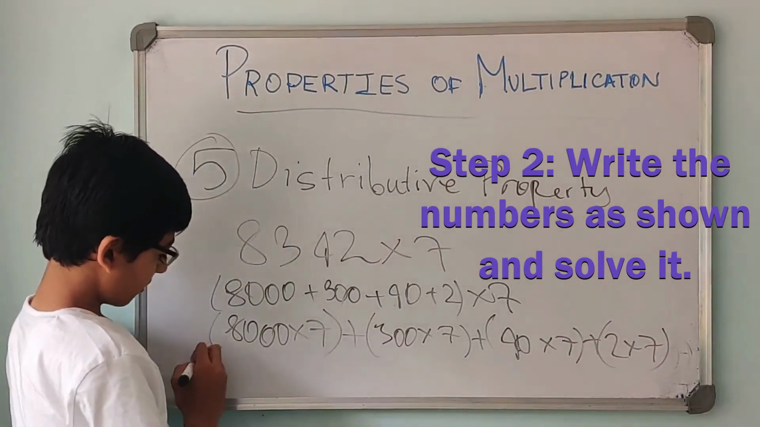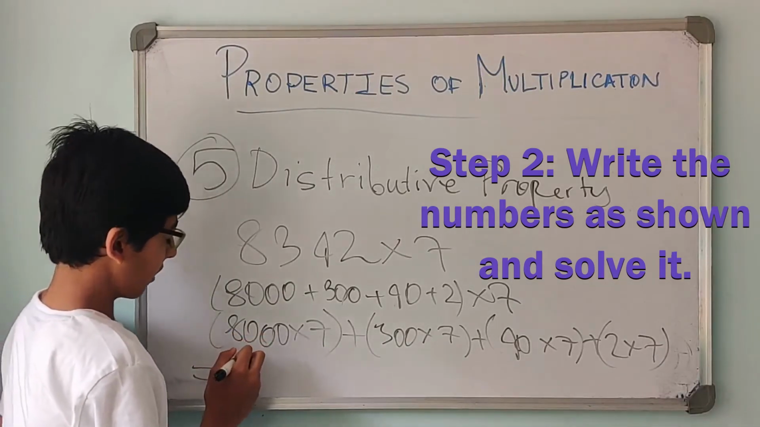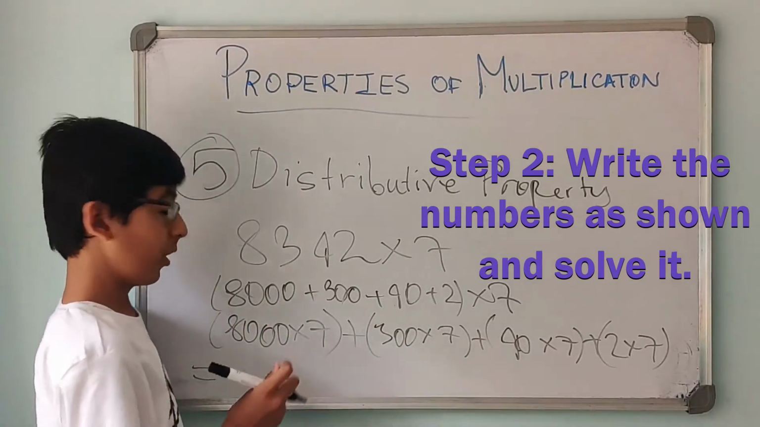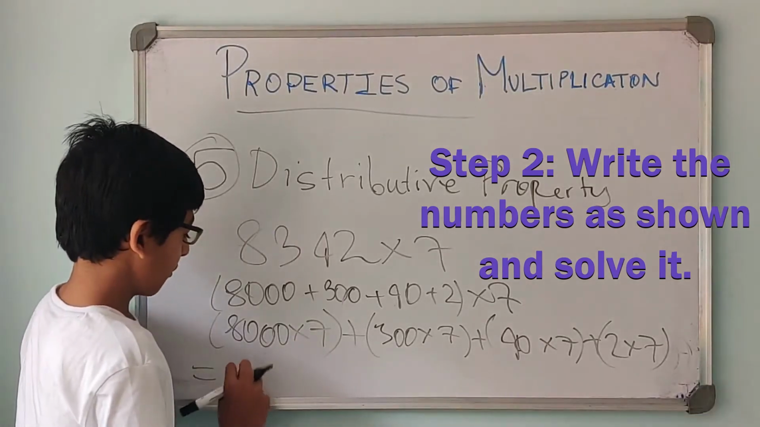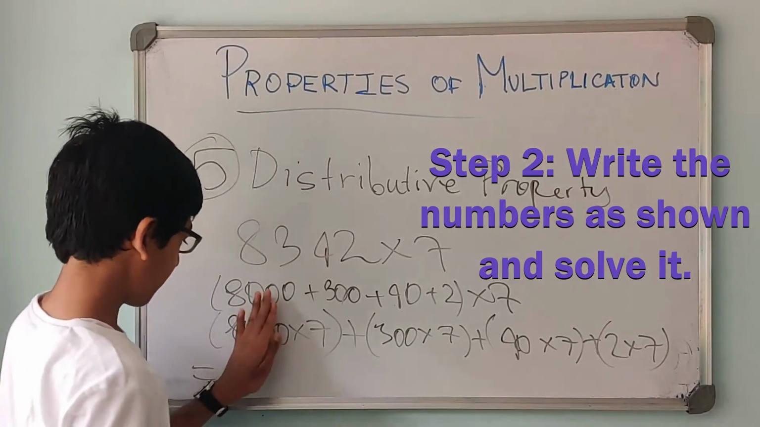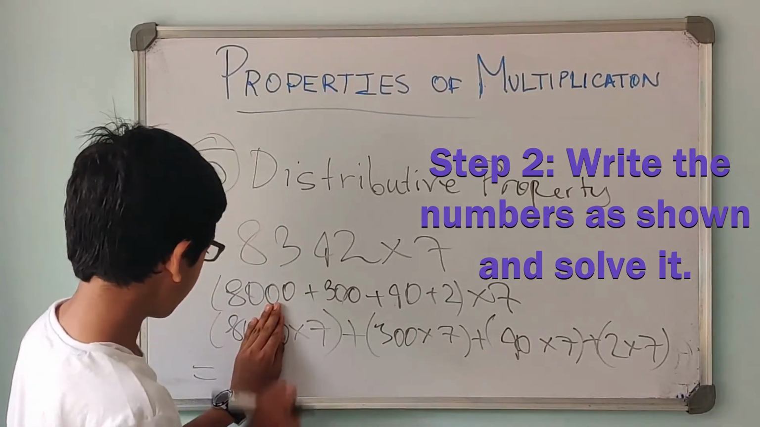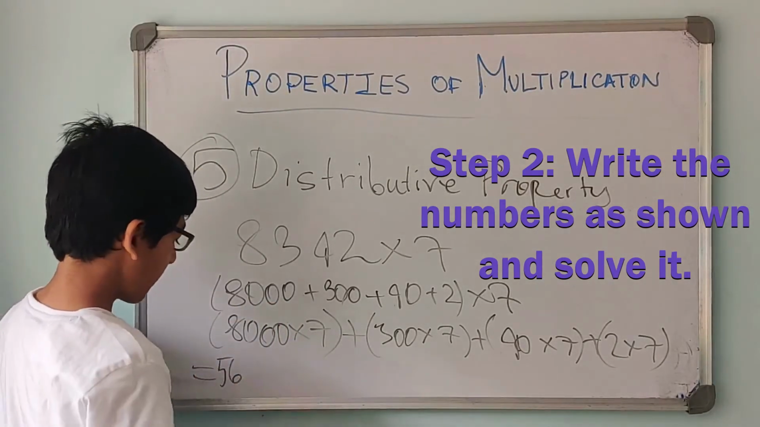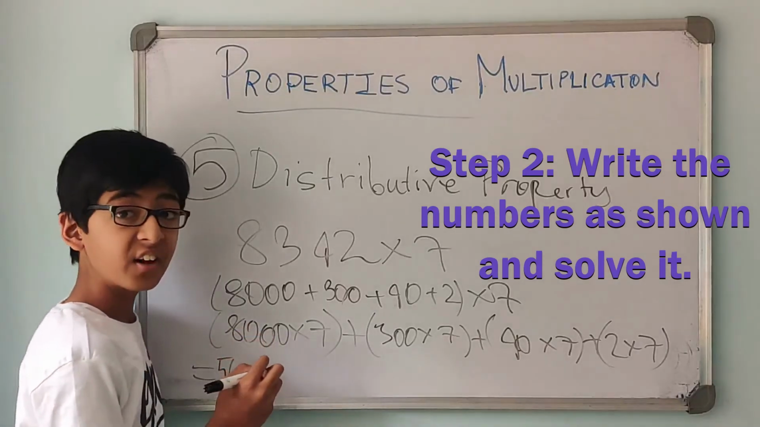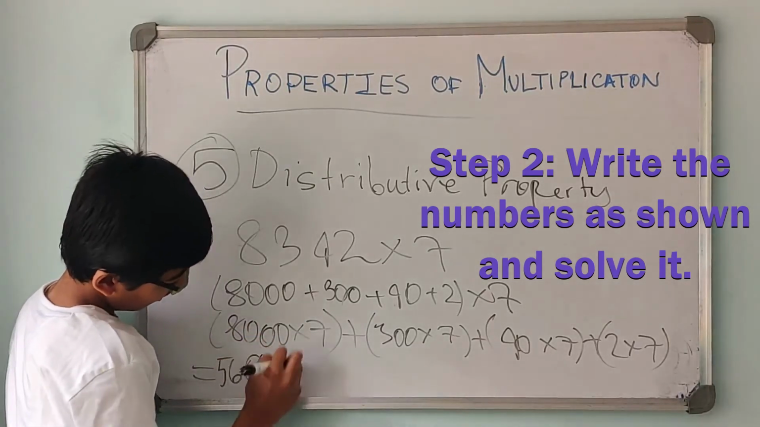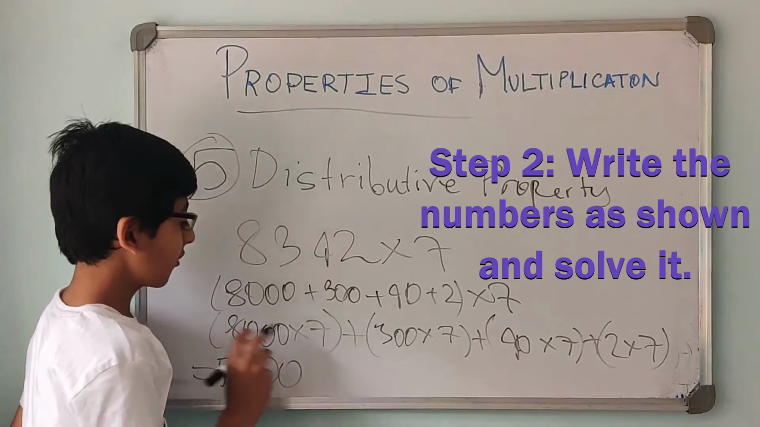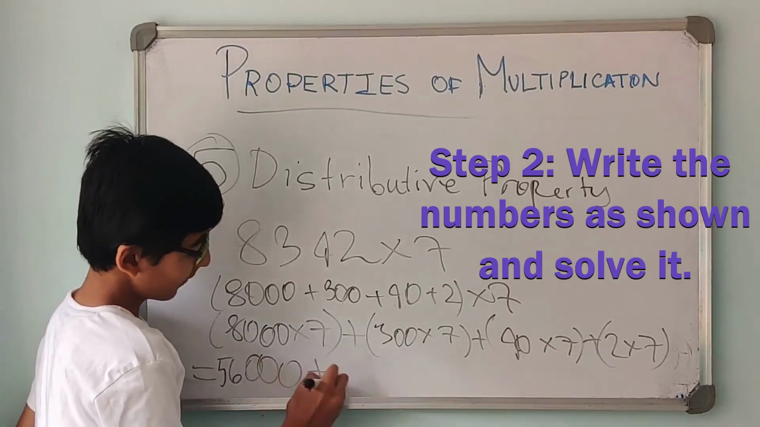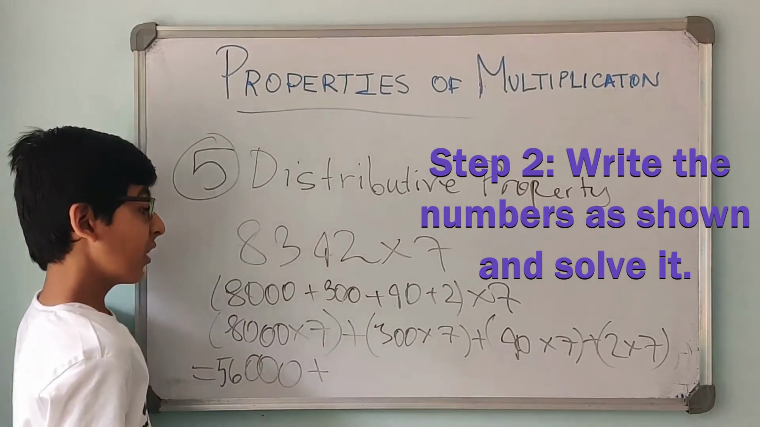So once we solve all this, 8000 into 7. So whenever there are zeros, forget about the zeros. So now let's imagine that the question is 8 into 7. 8 into 7 is 56. And what about the missing zeros? As there are 3 zeros, we'll add 3 zeros to the last. So 8000 into 7 is 56,000 plus 300 into 7.